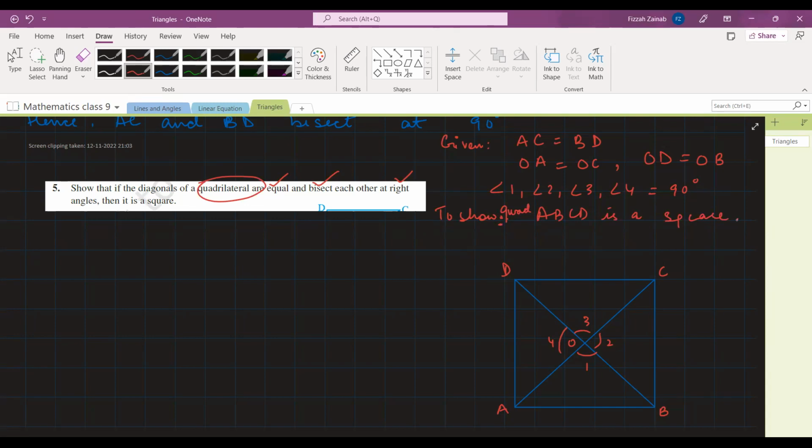Right? Now tell me, Zeba, I told you if you want to show a quadrilateral to be a square, what are the three things you have to show? So what exactly do you have to show here?